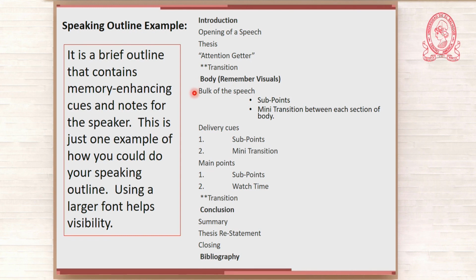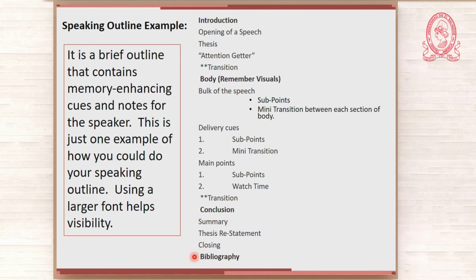In that body, you can have the bulk of the speech. You can have the sub-points, the mini transition between each section of the body. There are some delivery cues. You have subpoints, you have a mini transition, and you have main points, 1 and 2. Then you have a transition, a conclusion, which is a summary, where you restate the thesis statement, and you have the closing of your speech.